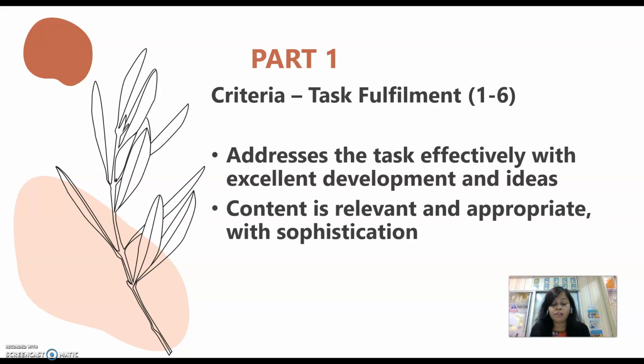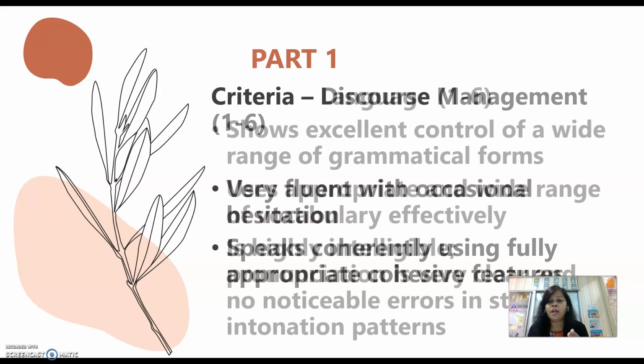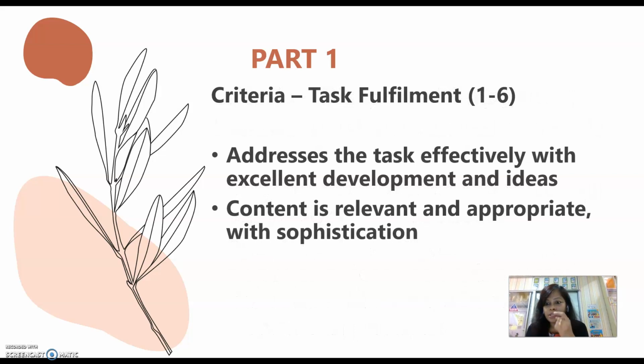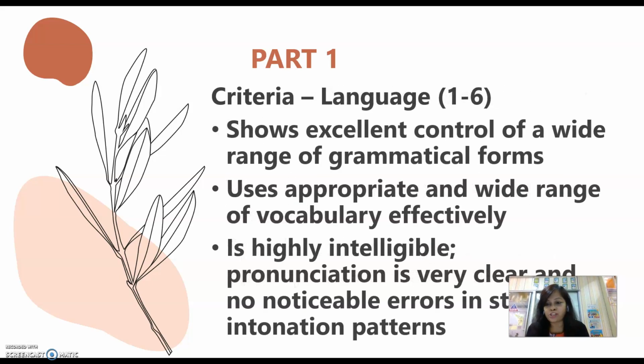In the speaking skill, you have two parts. Part one, which is your individual presentation, is a total of 18 marks. What are the 18 marks assessed on? There are three parts: the first is task fulfillment, the second is discourse management, and the third is language. Each part has 6 marks. For task fulfillment, 6 marks, for discourse management, 6 marks, and language, 6 marks.